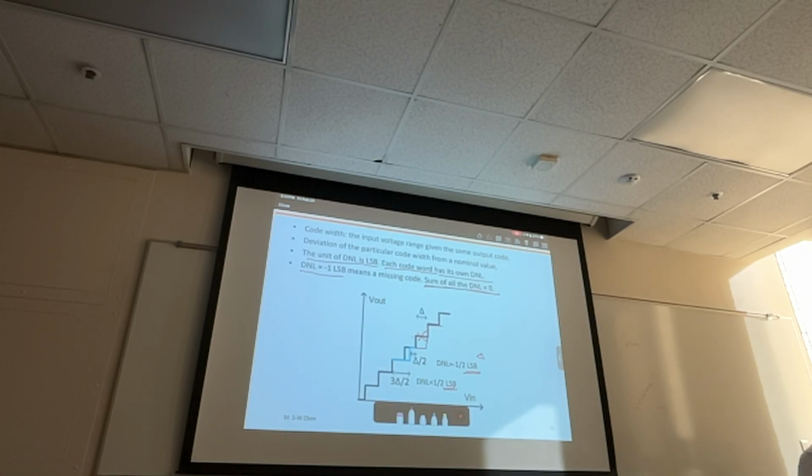Okay, so in reality, when people show the DNL, usually you should do a 2D plot, DNL versus code, so it'll look more like a random plot, right? And then you look at the peak, maximum, and minimum, and hopefully the minimum is not hitting -1, because -1 means that you're missing a code, right?